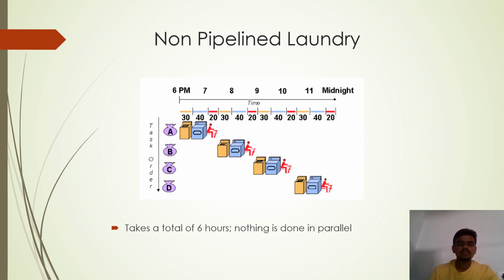In this example, with no pipeline, we saw in the image: the first load is completed and then the second load starts, and when that is completed the third one starts, and then the fourth one starts. So the work completes in 4 hours with no pipeline.